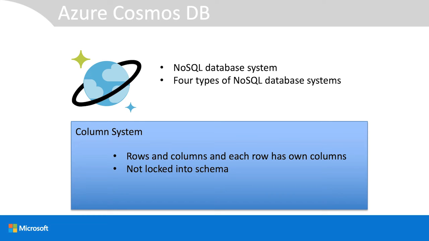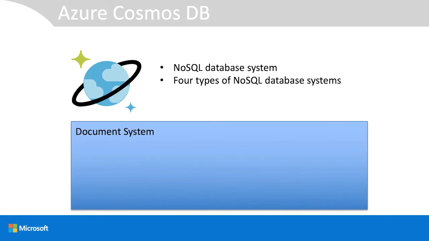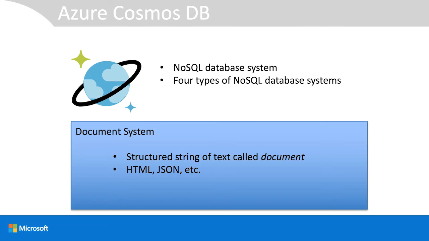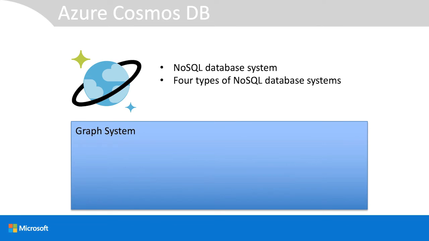Because of that, you're not locked into a particular schema. This kind of system is useful for storing something like user profile data for a website, and because column system databases are very fast and scale really well, they're also great for storing large amounts of data. The document system stores data in a structured string of text called a document. That document could be HTML, JSON, and so on. Document system databases are similar to key value system databases, but unlike the key value system, the document system isn't structured. The graph system stores data in the relationships between each piece of data.